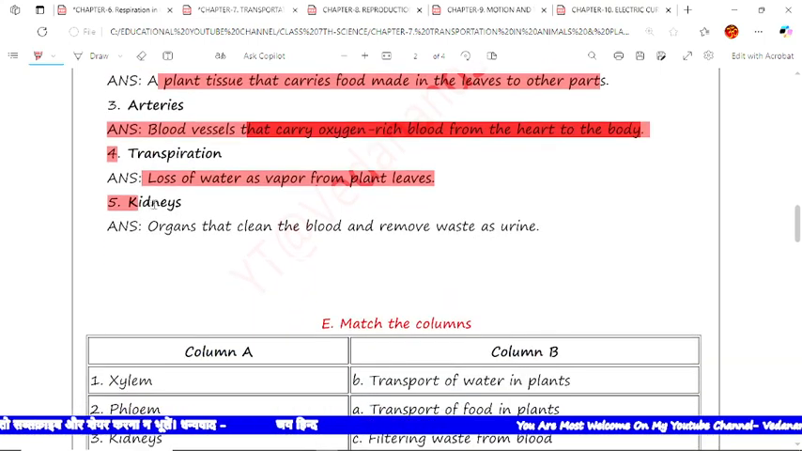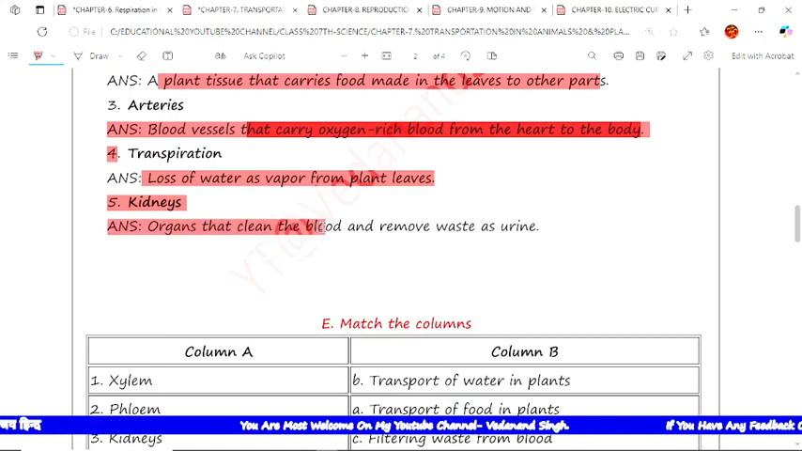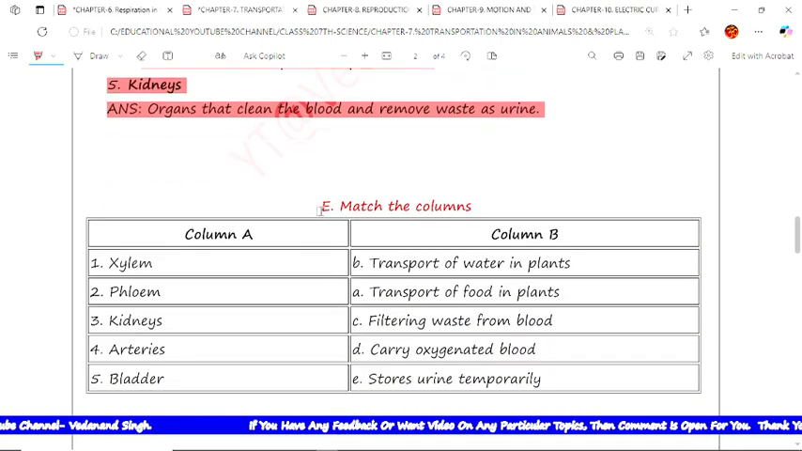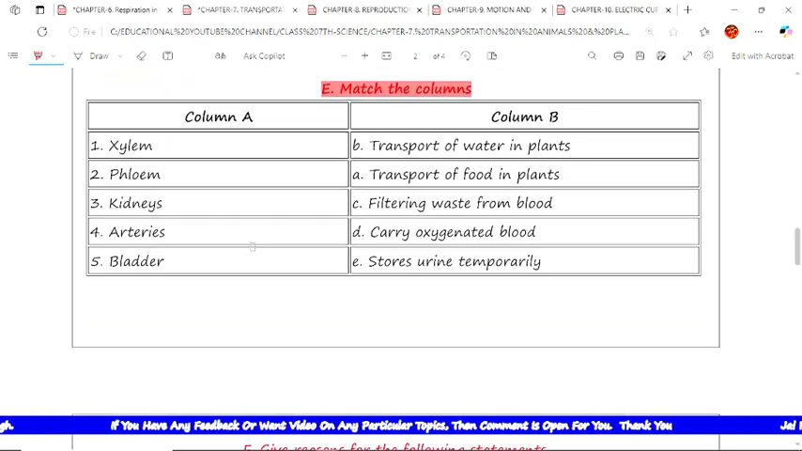Now the next term is kidney. The answer is, an organ that cleans the blood and removes waste as urine. This is the function of the kidney. Now the next part of the question is match the columns. In the first column I have written the correct answer in place of column B.